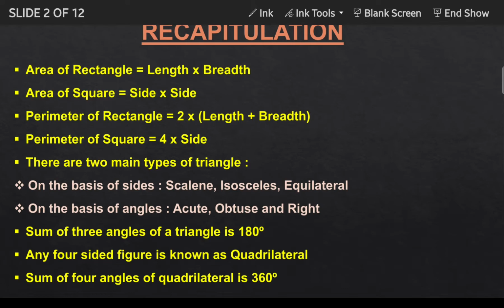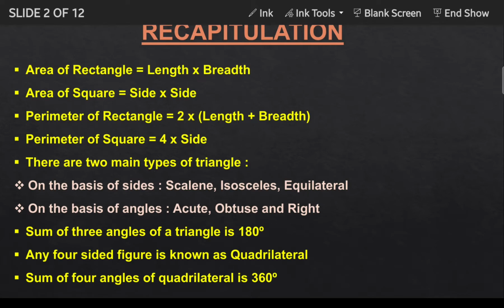On the other hand, on the basis of angles, the triangles are of three types: acute angle triangle, obtuse angle triangle and right angle triangle. Acute angle triangle means the triangle in which all the angles are acute. Then obtuse triangle, the triangle in which one angle is obtuse, means one angle is greater than 90 degree. And right angle triangle means the triangle in which one angle is right angle, that is 90 degree. And the angle sum property says that sum of three angles of a triangle is 180 degree. Then any four-sided figure is known as quadrilateral, and sum of four angles of quadrilateral is 360 degree.